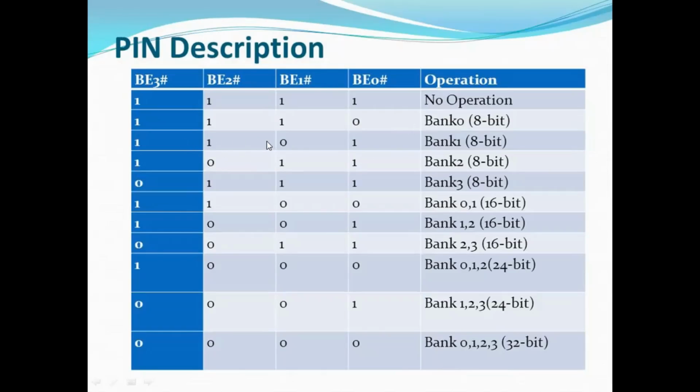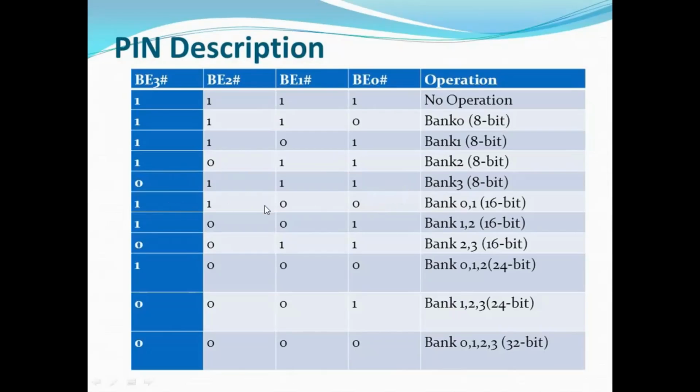When BE1 is 0 and BE0, BE2 and BE3 are active high, that means bank 1 is selected for the 8-bit. When BE2 is 0 and BE1, BE0 and BE3 are active high, at that time bank 2 is selected for the 8-bit. When BE3 is 0 and BE2, BE1 and BE0 are 1, that is active high, that means bank 3 for the 8-bit is selected.